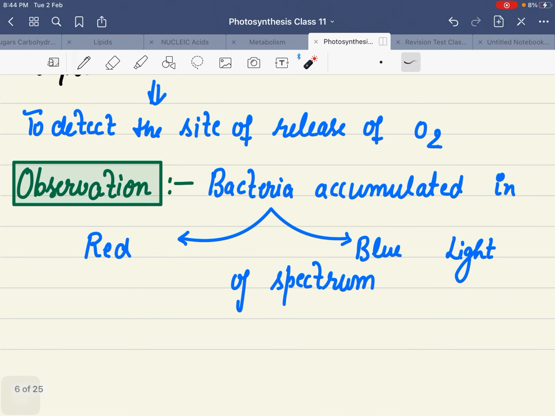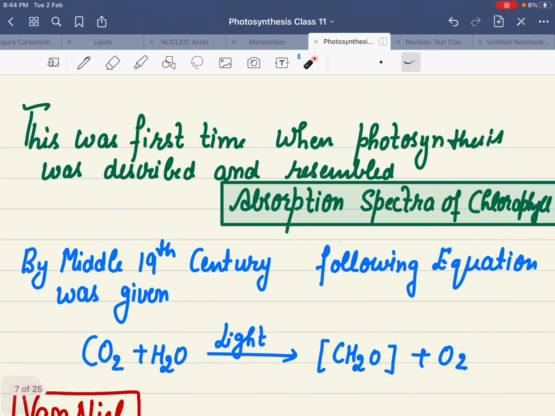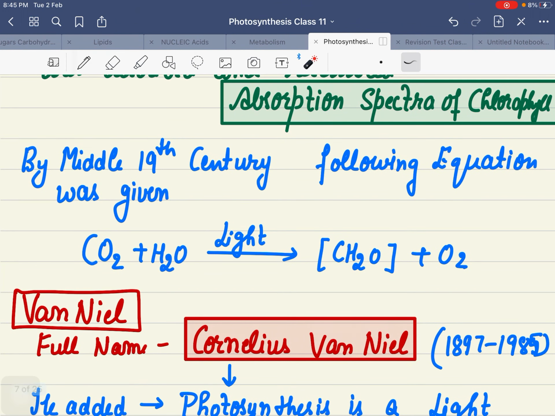So he observed, because he was using a prism, that many of the bacteria were observed in colonies at two wavelengths of the spectrum. What were those wavelengths? Red region and the blue light of the spectrum. So he observed that these are the two places in which maximum photosynthesis was happening. So it was T.W. Engelmann who for the first time described the absorption spectrum of chlorophyll and the action spectrum of photosynthesis.